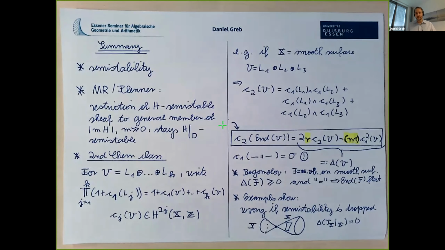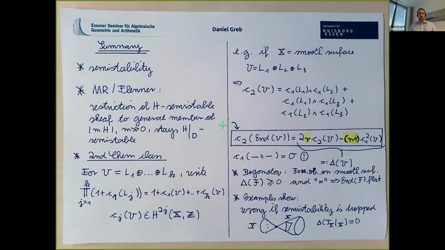So we've seen that flat bundles are bundles which have C1 and C2 and all the other Chern classes 0, but for semi-stable bundles, eventually you only have to look at C1 and C2 to check whether the endomorphism bundle is flat.